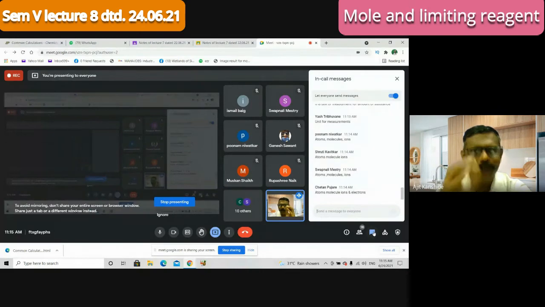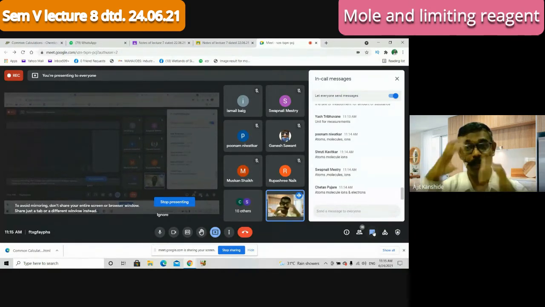Atom is a very small thing. Molecule also is a small thing. In chemistry, in order to understand, we write a structure in large form: one hydrogen atom, another hydrogen atom, that's the H2 molecule. But in the true sense, it's a very, very small entity. Same thing about the electron. So be clear that atoms, molecules, ions, and electrons are small entities. For their measurement, we need one unit, and that unit is the mole.